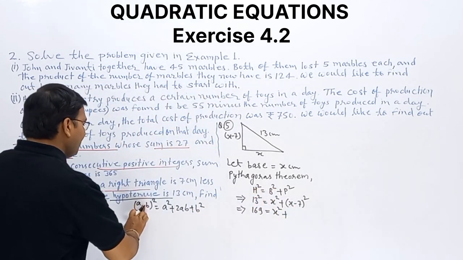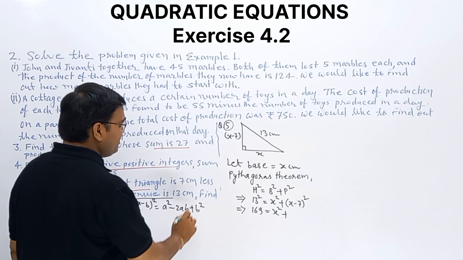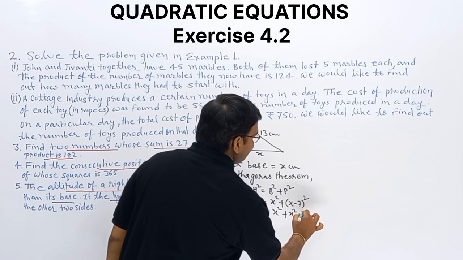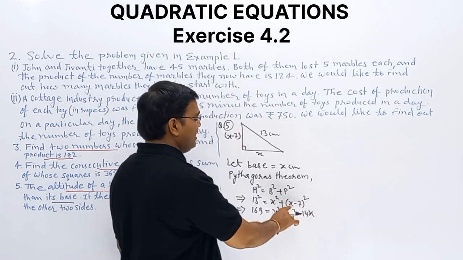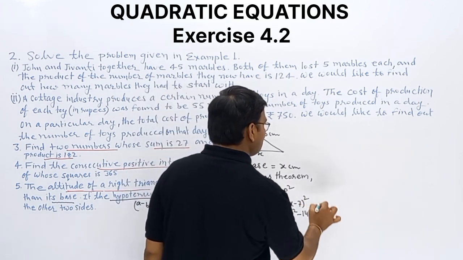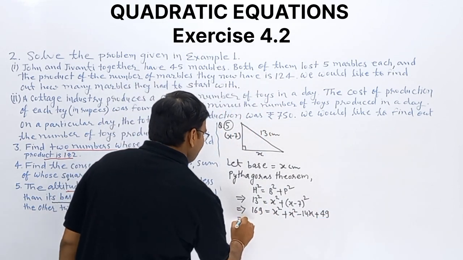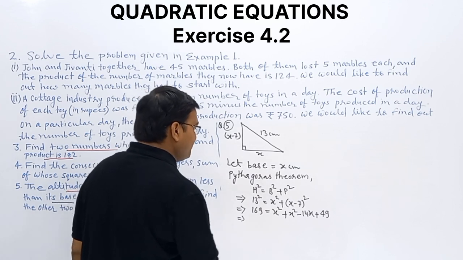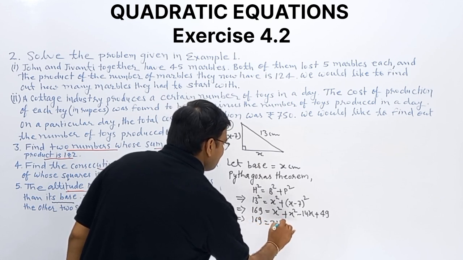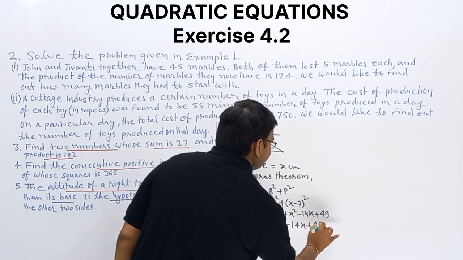We will use (a minus b) whole square. (a minus b) whole square will be what? a square minus 2ab plus b square. Algebraic identity. So this will be x square minus 14x, 2 times ab, where a is x and b is 7, so minus 2 times ab plus b square. 7 square will be what? 49. Now transpose this one, and just observe what we are getting after solving: 169 equal to 2x square minus 14x plus 49.